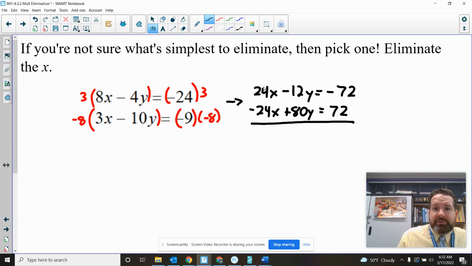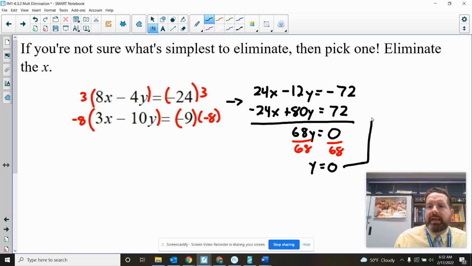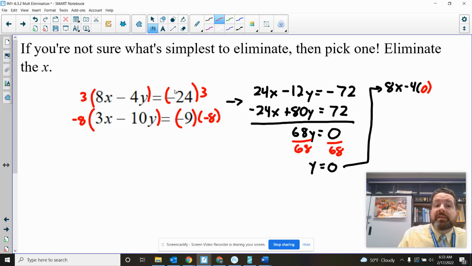Okay, let's finish this out. X's eliminate. -12 plus 80 is 68. -72 plus 72 is 0. Divide by the 68. So the y ends up being 0. Okay, that happens sometimes. So I'm now going to put 0 in for a y in one of these equations so we can figure out what the x should be. I'm going to choose to use the top equation. And notice I'm using the original equations we started with. I do that just in case I made a mistake somewhere.